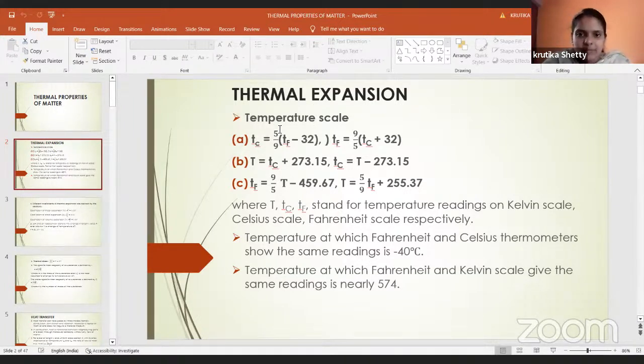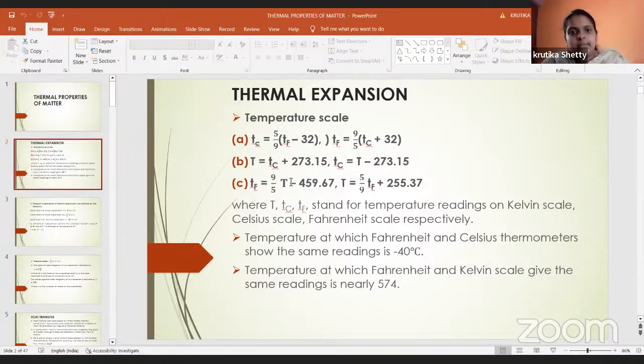In the first formula, if they give you a value in degree Fahrenheit, you can convert it to Celsius. In the second formula, that is Tf is equal to 9 by 5 Tc plus 32. This is when the value is given in Celsius and you convert it to Fahrenheit. Next, T is equal to Tc plus 273.15. This is the Kelvin and Celsius relation. So if it is 25 degree Celsius, then in Kelvin you have to add 273.15. Same way it is with Celsius to Kelvin scale.